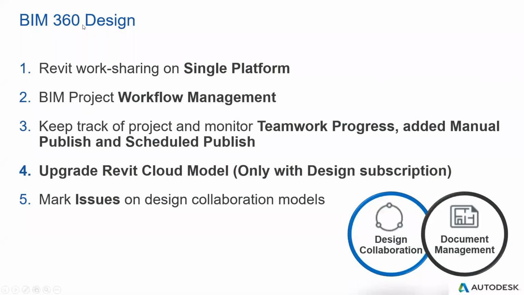Okay, go back to BIM 360 Design. The major goals or major functions of this package: the first one is Revit work sharing on the single platform, just like what I mentioned. It is not only a platform, it is also a management tool for your BIM projects. The third one is to keep track of and monitor all the teamwork progress. We have the collaboration design loop, I'll explain later. And okay, we also have to upgrade the Revit Cloud model.